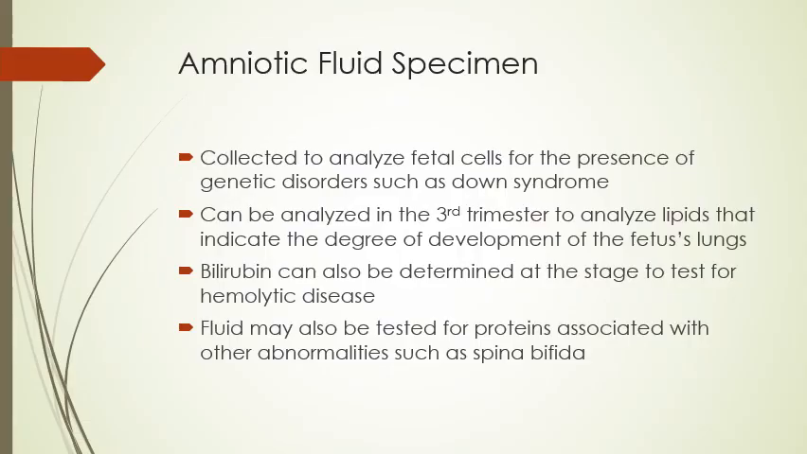The amniotic fluid specimen, it's collected to analyze fetal cells for the presence of genetic disorders such as Down syndrome. You want to analyze it in the third trimester, so you're analyzing lipids that indicate the degree of development of the fetus's lungs. Bilirubin can also be determined at that stage to test for hemolytic diseases or blood diseases. And fluid can also be tested for proteins associated with other abnormalities such as spina bifida. So this test has a lot of purposes for unborn babies.